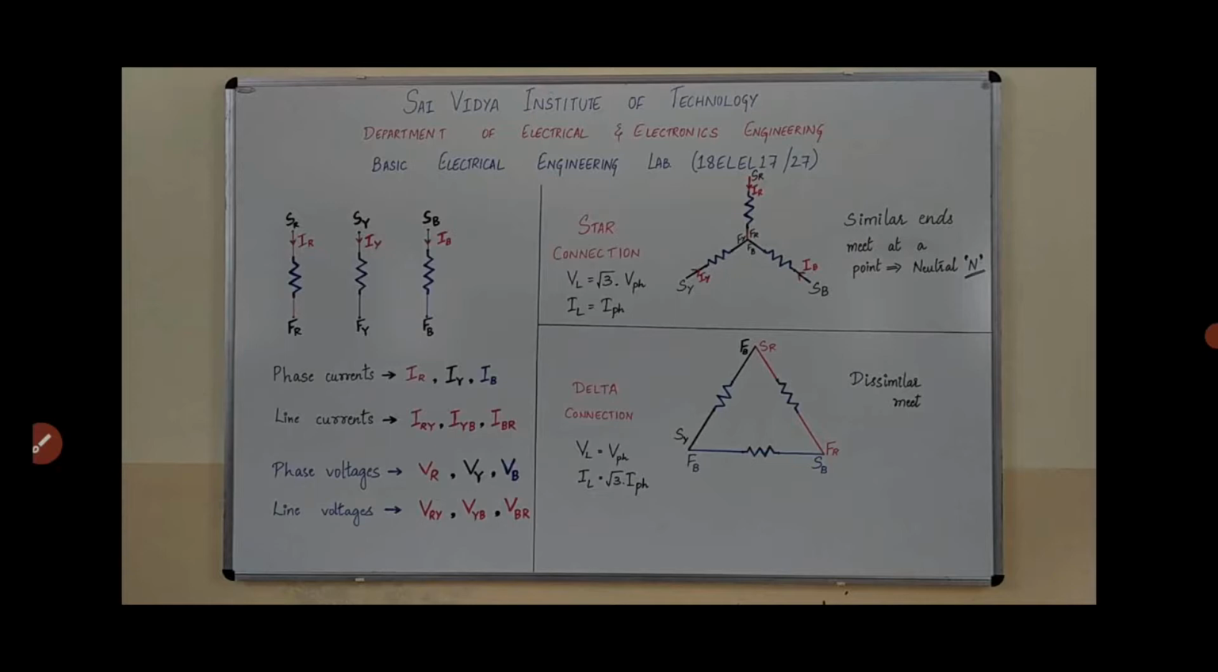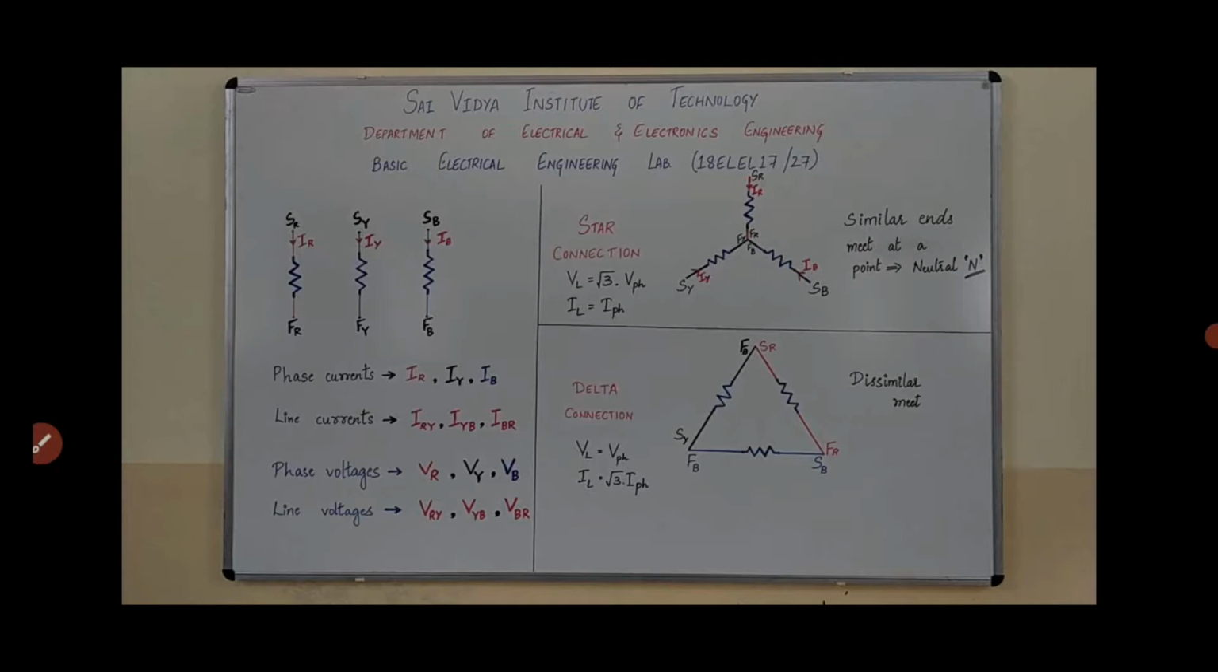There are two types of connecting load in three-phase system. First one is the star connection and second one is the delta connection. In our practical, we see first the star connection. The star connection is formed by connecting starting or terminating ends of all the three windings together at a point, and this common point is called the neutral point. The remaining three ends are brought out for the supply connection.